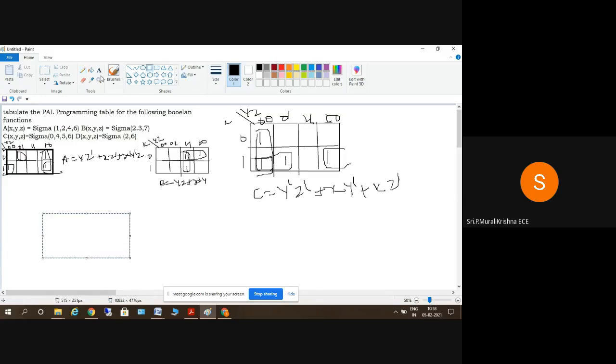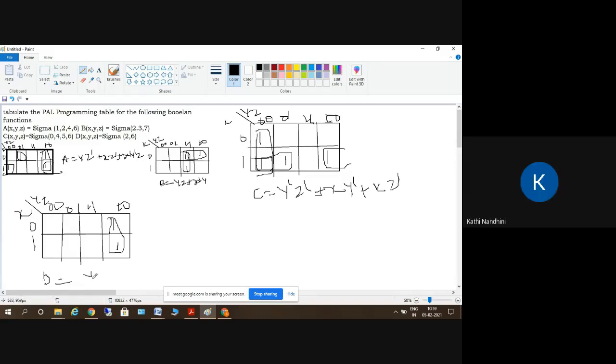And the value of D. This is X, and YZ is 0, 0, 0, 1, 1, 1, 1, 0. D is equal to, what is the value here? 2, 6. So where is 2 and where is 6? This is 2 and this is 6. So D is equal to YZ bar. There is no need of true forms and complement forms. We just need only A, B, C, and D here.